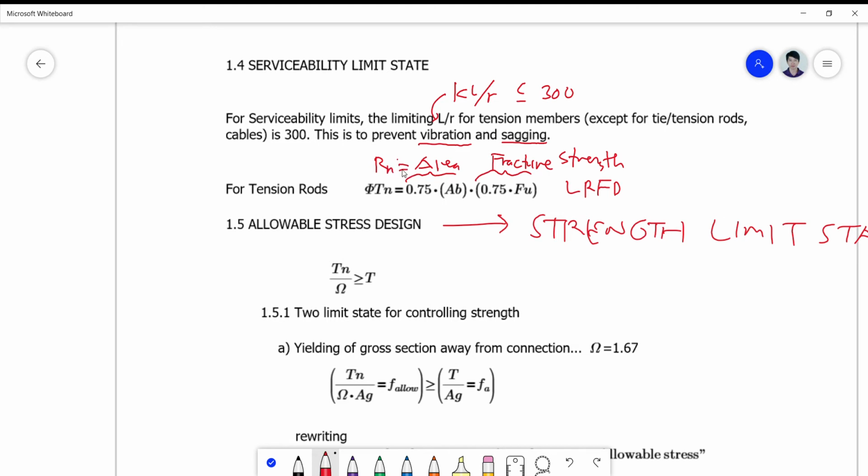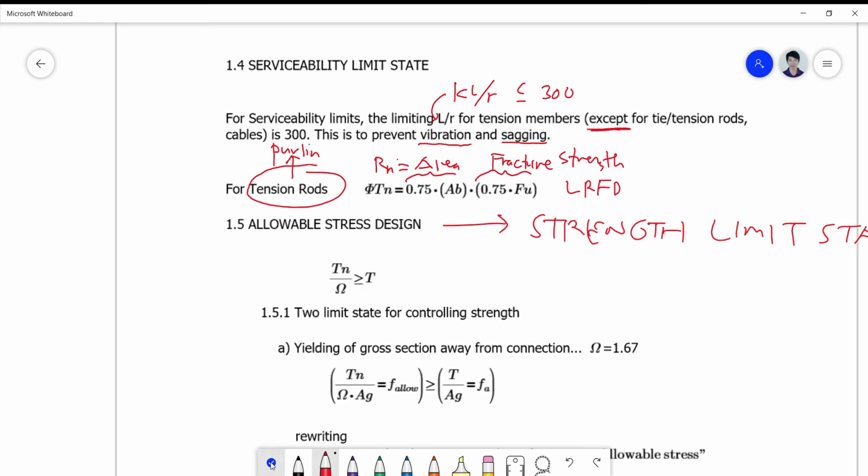So tension rods are actually those which are used to stabilize the elements which can actually twist and sag, like that of the purlin. So this is applicable on purlin design. Okay, so this is an exception for tension rods.